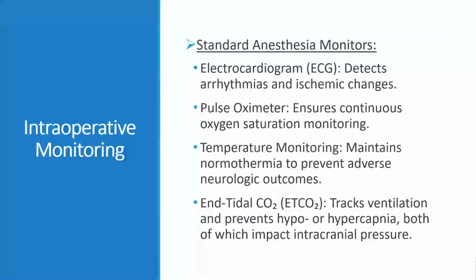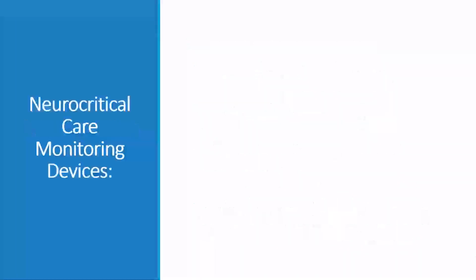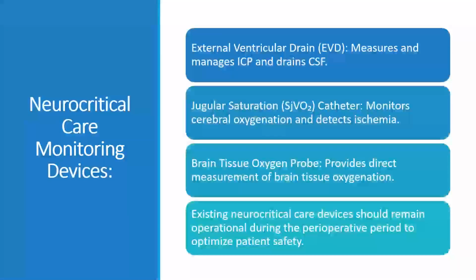Intraoperative, we have to use the standard anesthesia monitors like ECG, pulse oximeter, temperature monitoring, and end-tidal carbon dioxide. In neurocritical monitoring devices, we can use EVD if patient has already placed EVD, so we can measure and manage ICP. Jugular saturation catheter can be used to monitor cerebral oxygenation and detect ischemia. Existing neurocritical care devices should remain operational during the perioperative period to optimize patient shift.